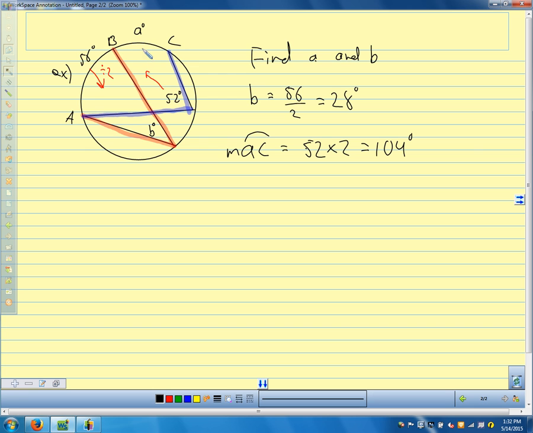104 minus 56. So A equals 104 minus 56, and I get 48 degrees. Whoops, I forgot to say, multiply by 2. Pretty easy, right?